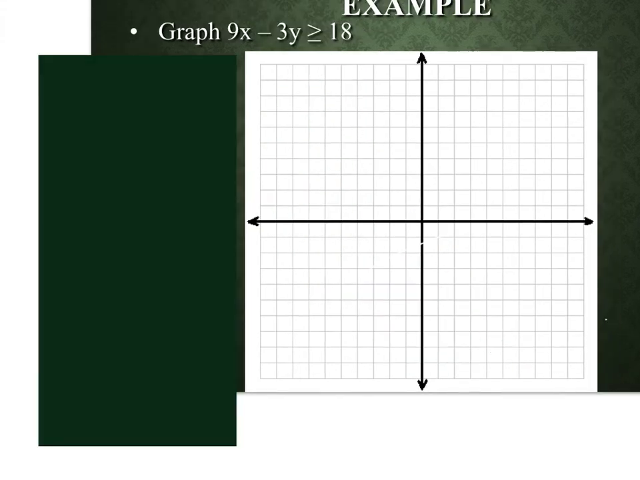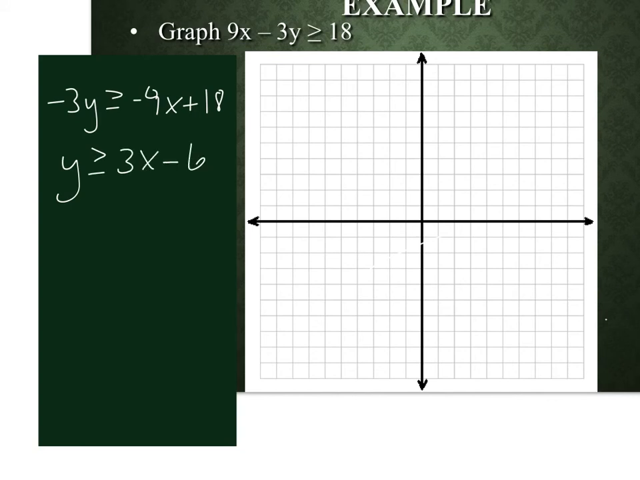Graph 9x minus 3y is greater than or equal to 18. I first must get it into slope-intercept form. So I'm going to subtract 9x from both sides. Then we divide both sides by negative 3. Remember, I divide by negative 3.